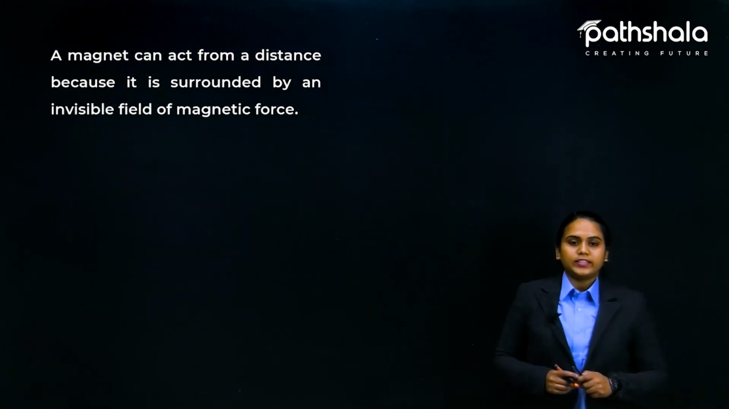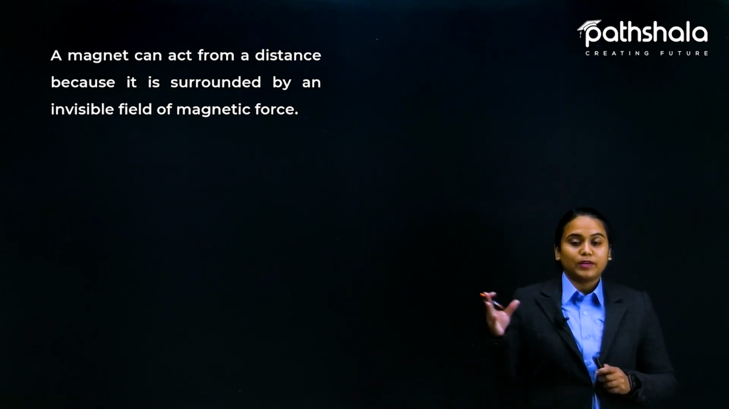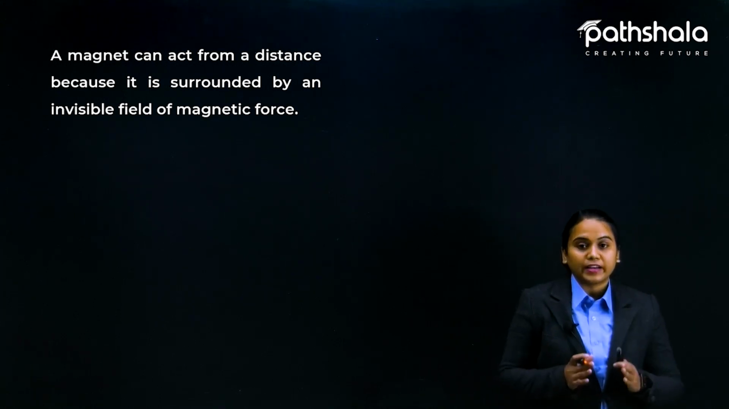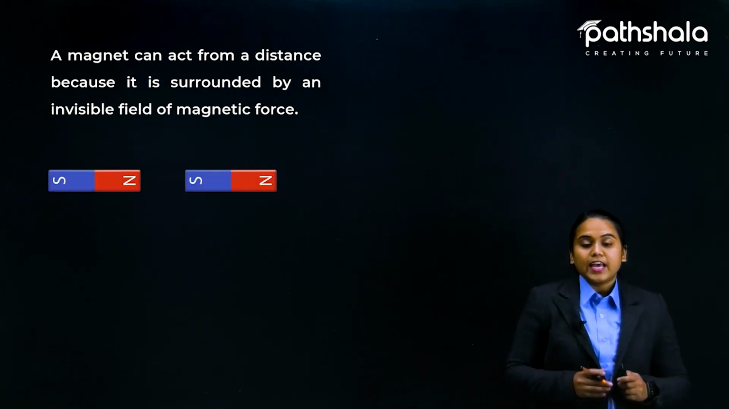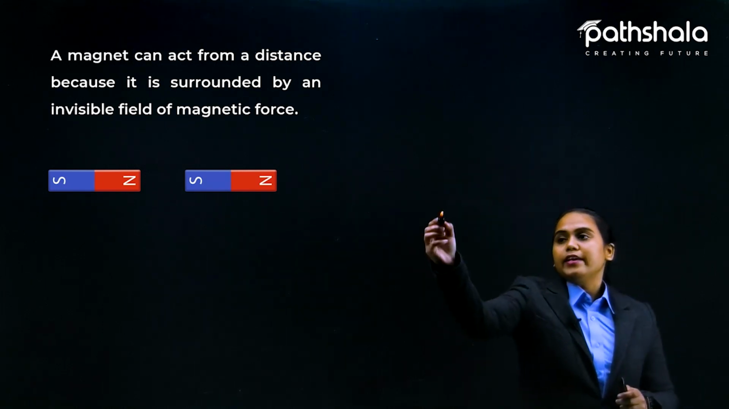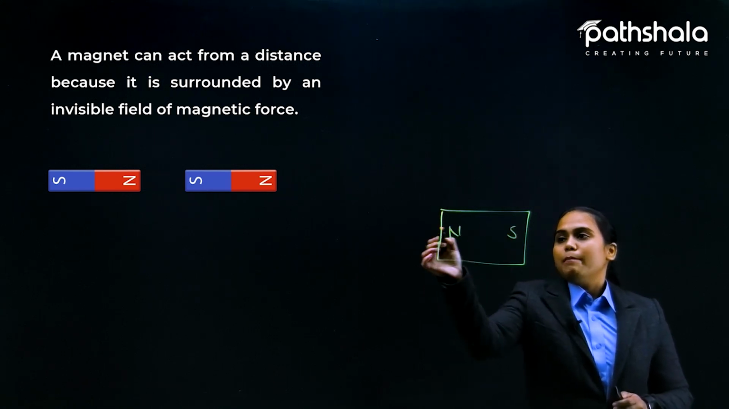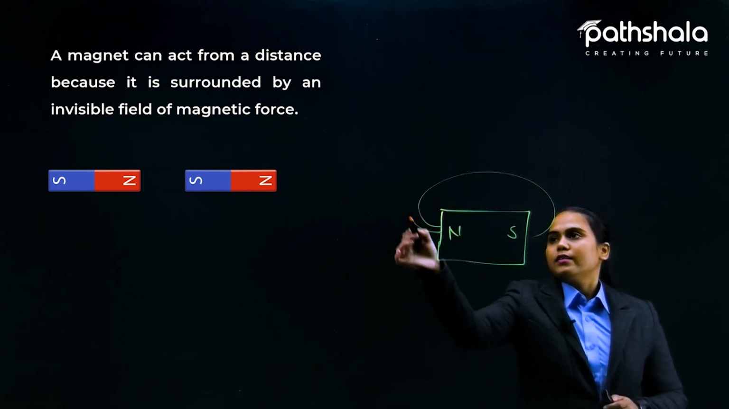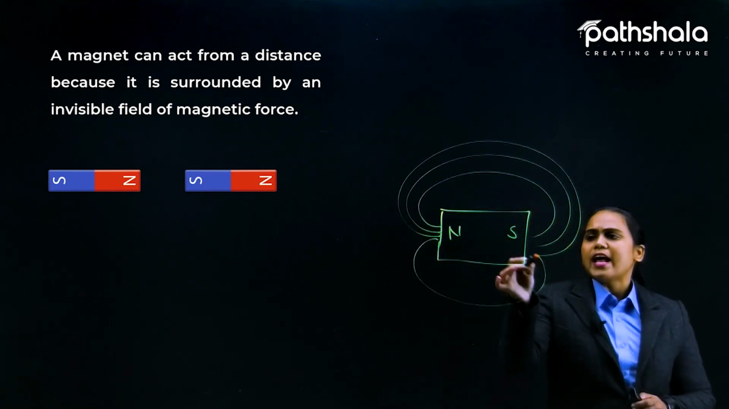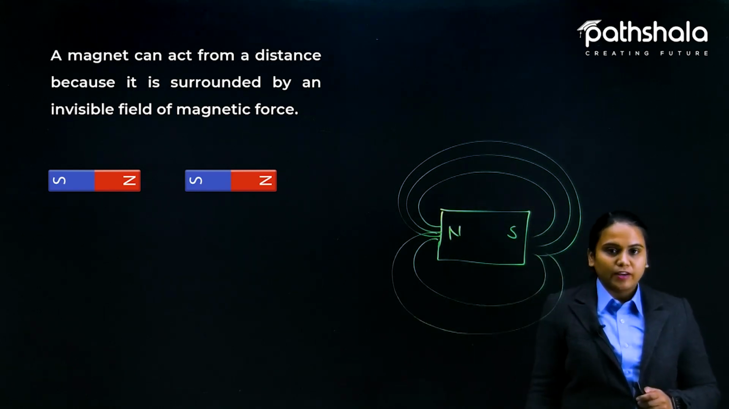So now students, we have learned that a magnet can act from a distance because it is surrounded by an invisible field of magnetic force. Yes, if we have magnets like this, these magnets will have certain invisible magnetic fields like this. And these magnetic fields are actually responsible for the force, that is magnetic force.